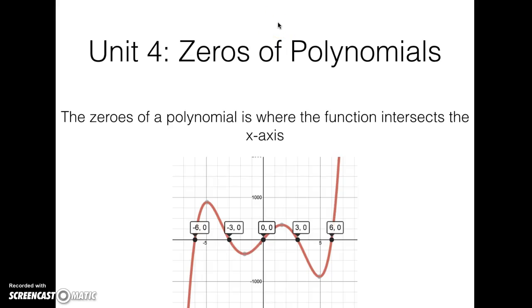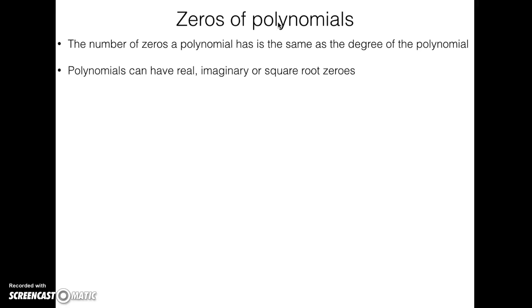Zeros of polynomials. The zero of a polynomial is where the function intersects the x-axis. You can see in the polynomial below that it has 5 zeros because it crosses the x-axis 5 times. The number of zeros a polynomial has is the same as the degree of the polynomial.